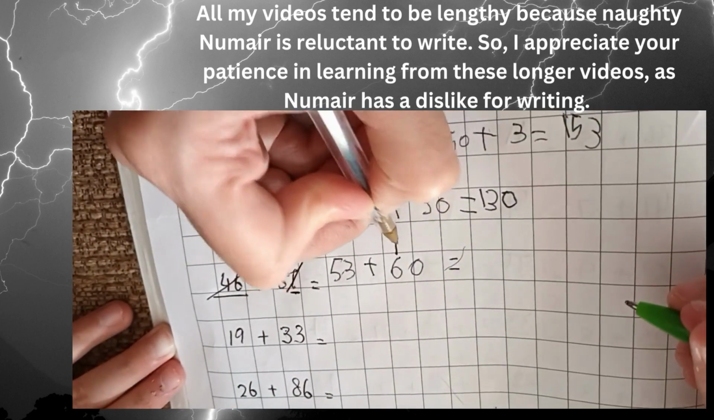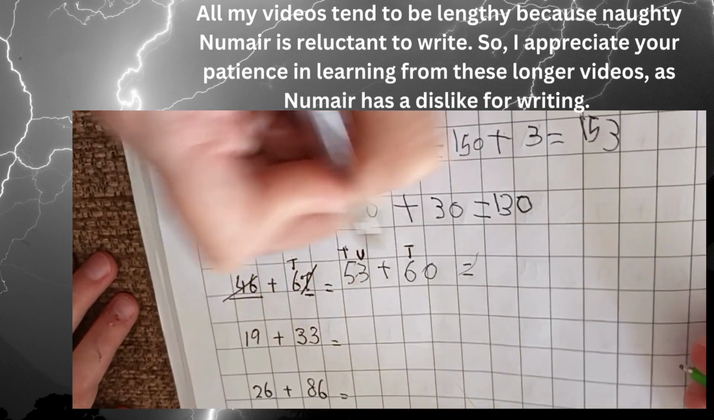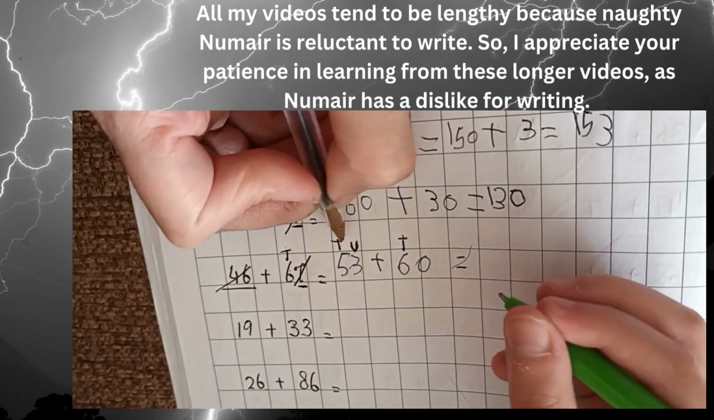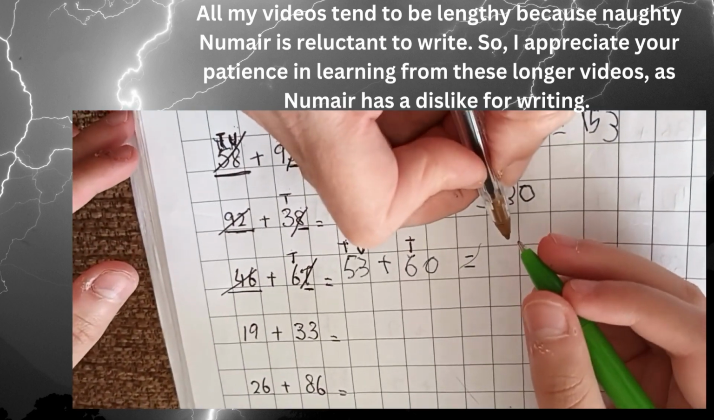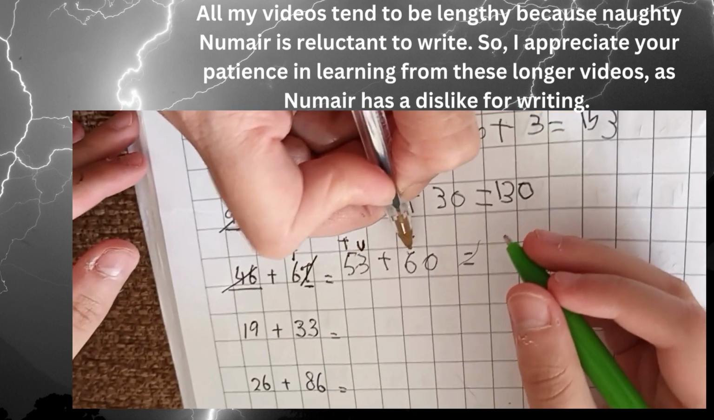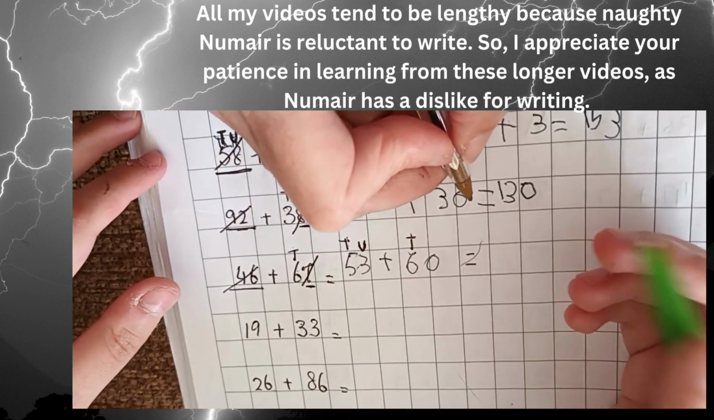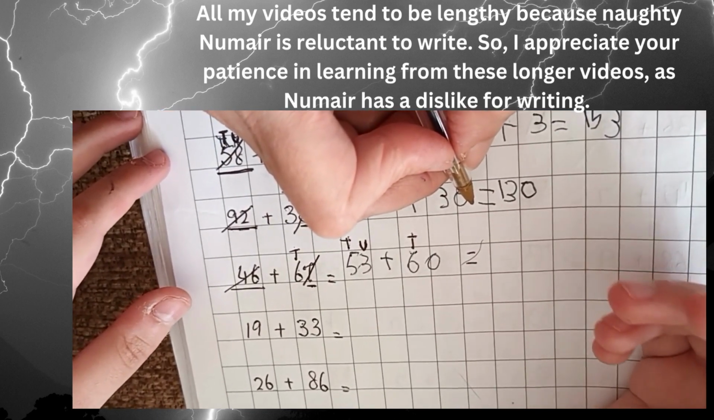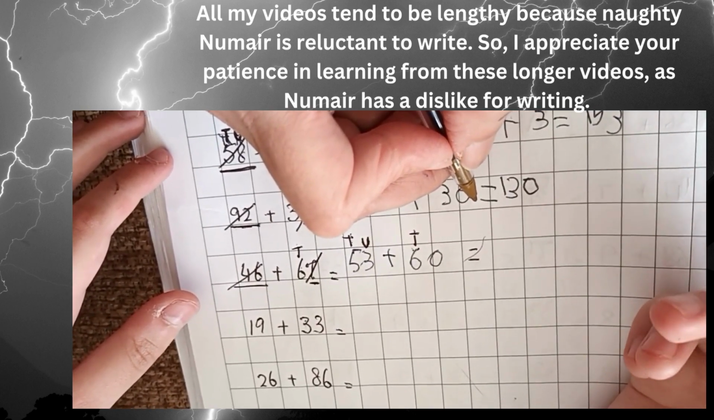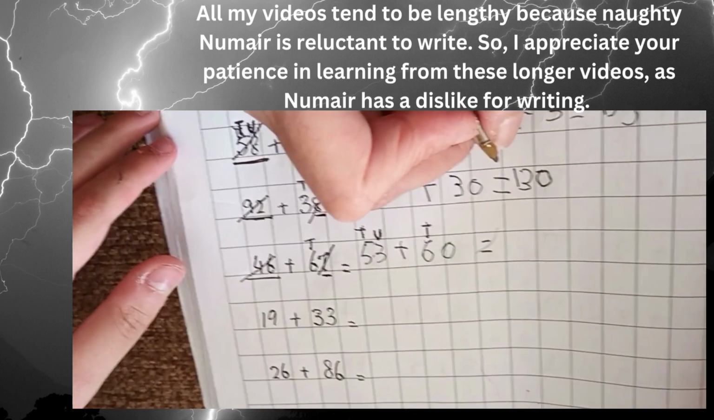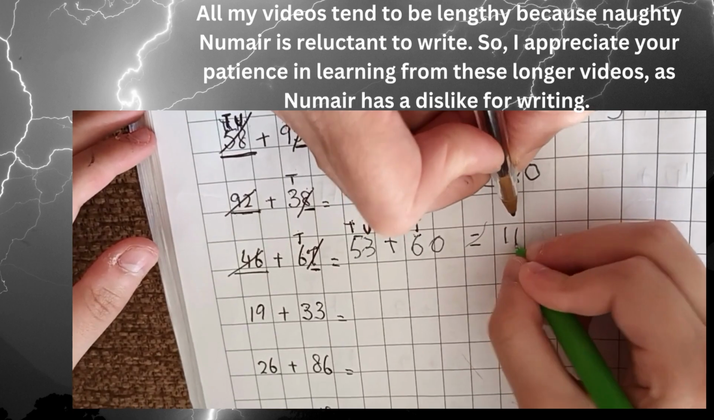So we have tens here, and this is unit, right? So 5 tens and 6 tens makes... So 50 add 60 makes... 5 add 6 is 11. So 50 add 60 is equal to 110. Right, 110.